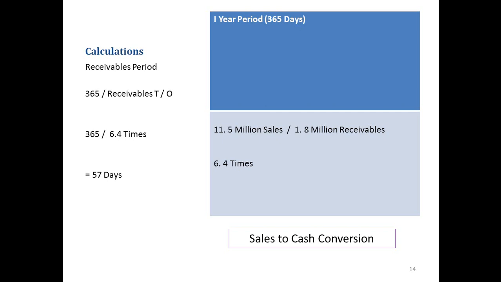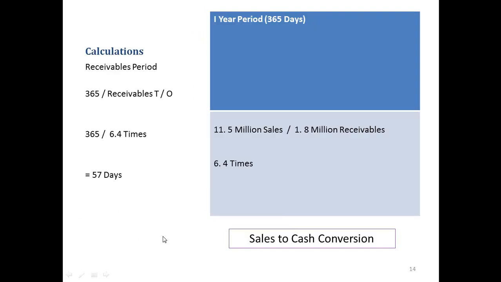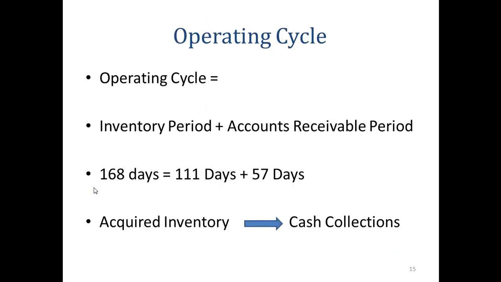And again, we convert this into days, something we can understand. If that's the turnover, into 365 days, so 57 days. So basically, it took me 57 days on average to collect from the sales.